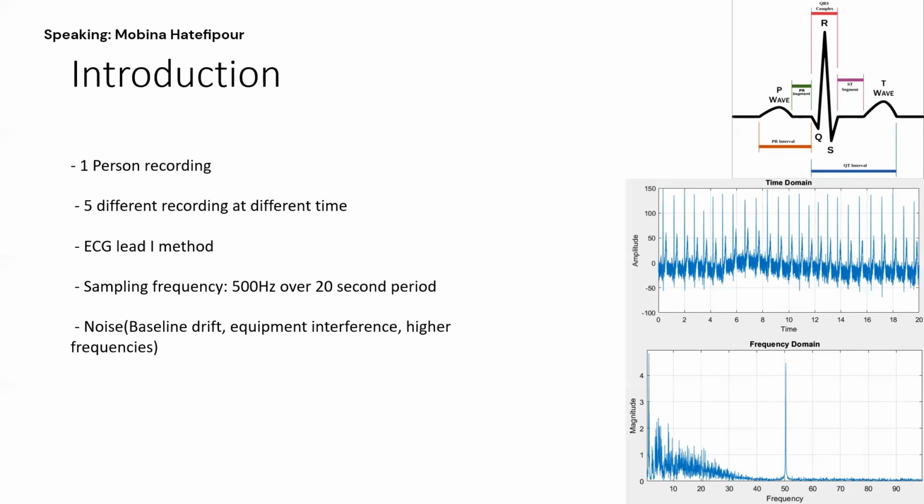The P wave represents atrial depolarization. The QRS complex represents repolarization of the atrial and depolarization of the ventricles. And lastly, the T wave represents the repolarization of the ventricles.